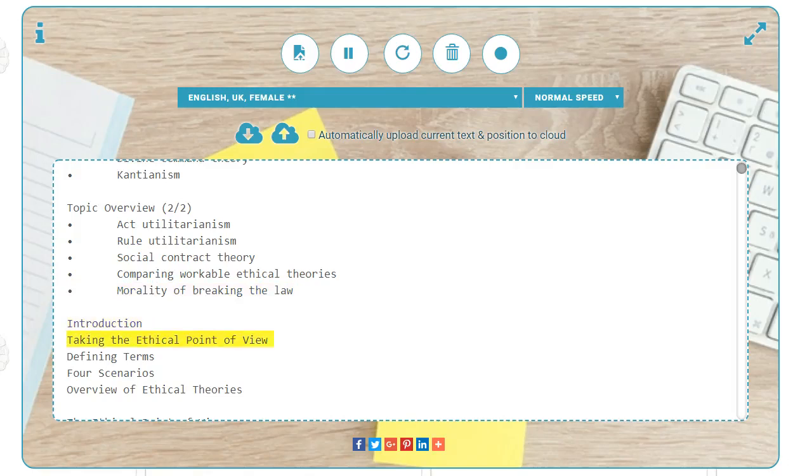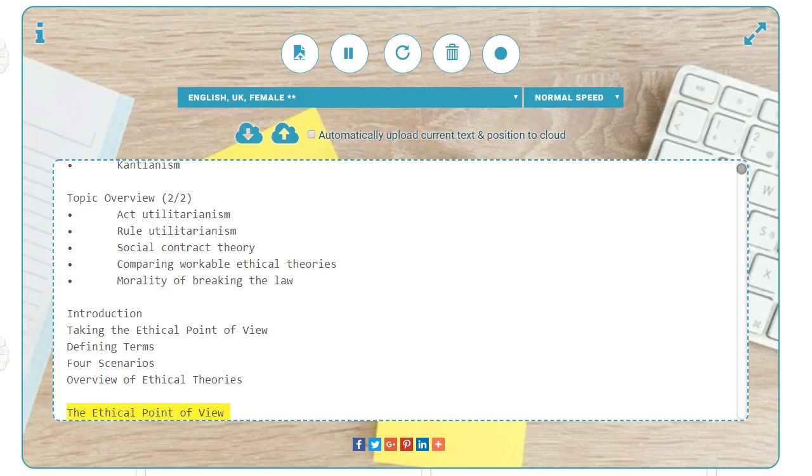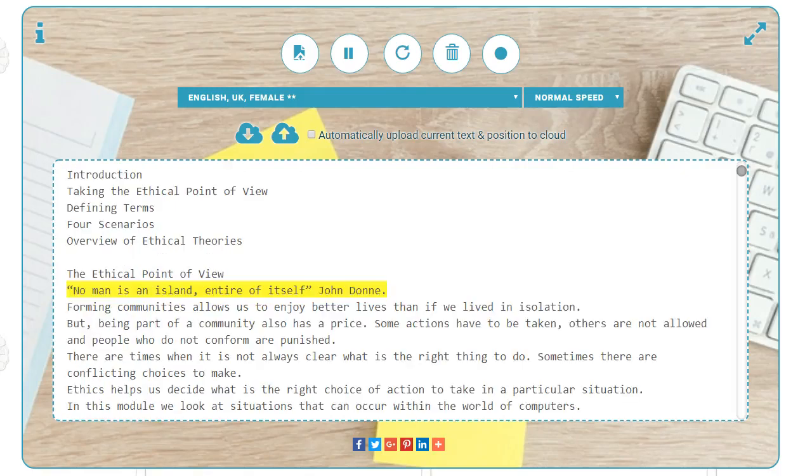Introduction. Taking the ethical point of view. Defining terms. 4 scenarios. Overview of ethical theories. The ethical point of view. No man is an island, entire of itself. John Donne. Forming communities allows us to enjoy better lives than if we lived in isolation.